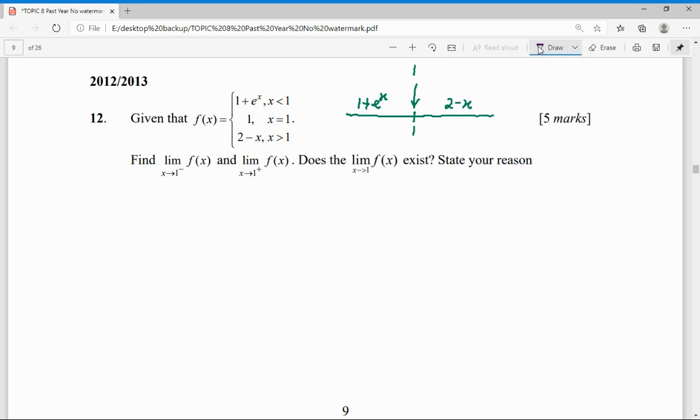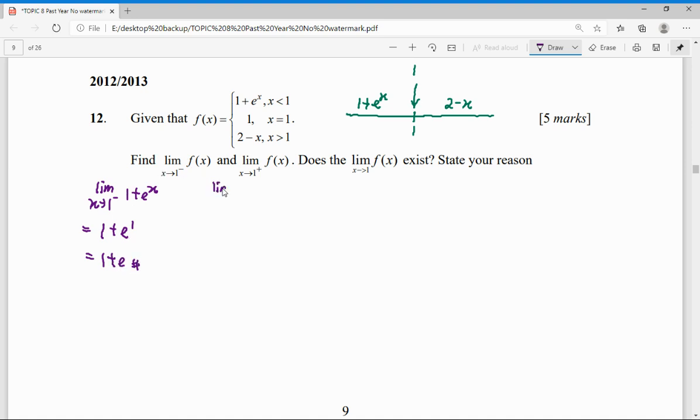We want to find the limit of our function when x approaches 1 from the left-hand side. The function we select here is 1 plus e^x. So the limit as x approaches 1 from the left-hand side of 1 plus e^x, we substitute x equals 1, and we get 1 plus e to the power of 1, so 1 plus e. That is our limit from the left-hand side.